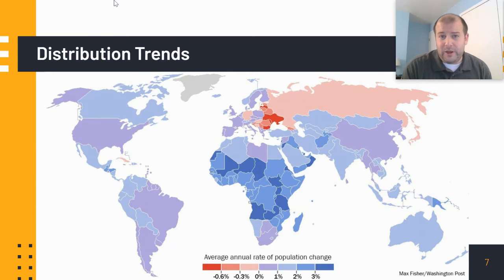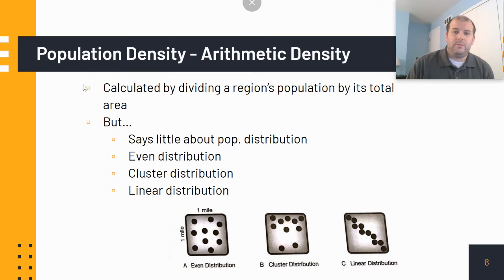And as you explore this unit, you're going to have to try to figure out why that matters, and why people should care if the population is growing in certain parts of the world versus declining in other parts. Okay, so I'm talking about calculating population density.